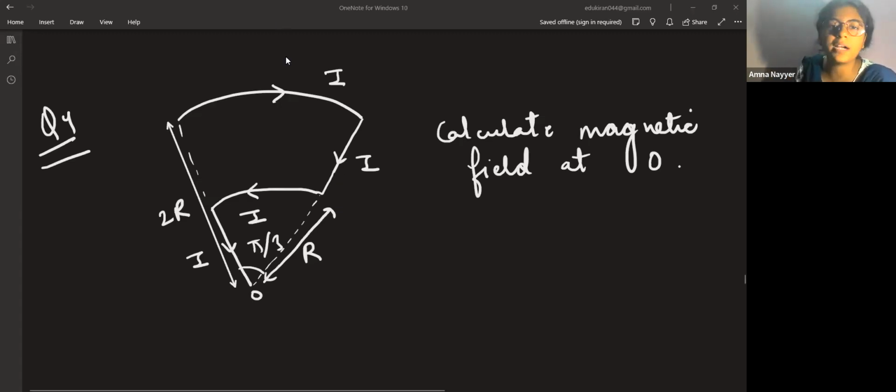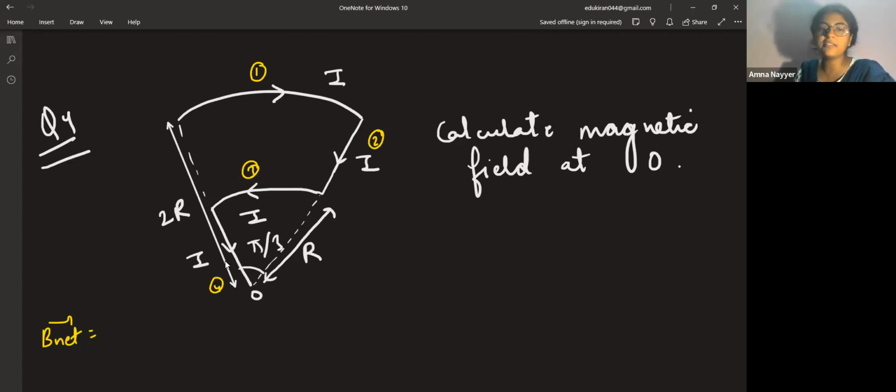We'll break it into parts. First part will be this part. Second part will be this. Then third will be this part. Then fourth will be this part. Fine. So when we are talking about this arc, when we are talking about the bigger arc, net magnetic field, let me write first.